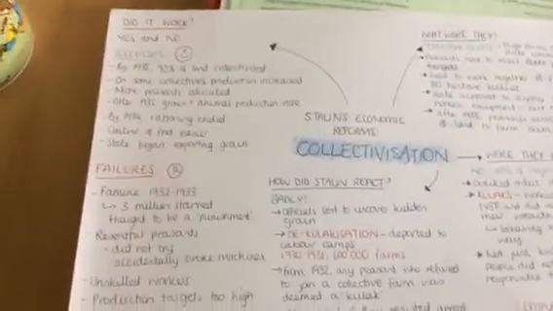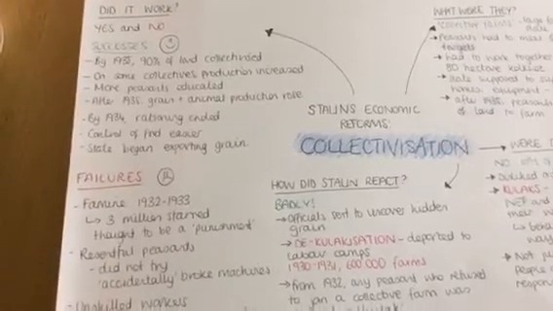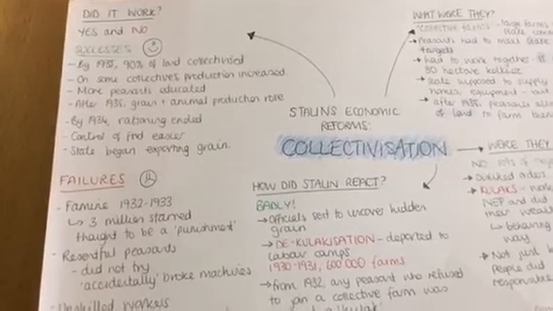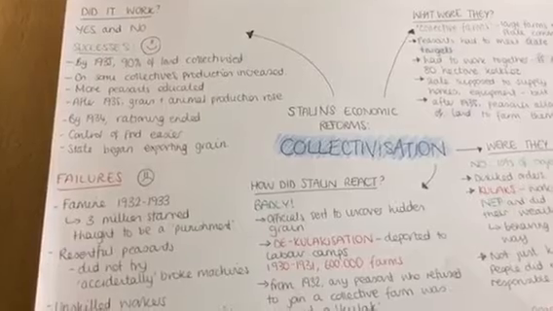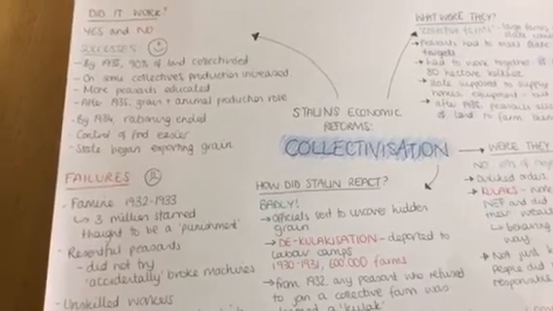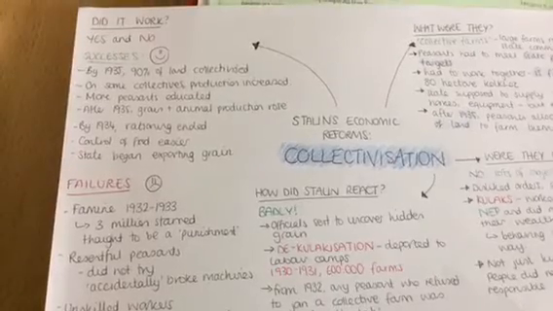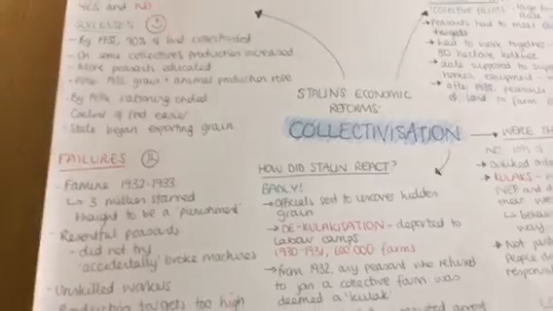So based on that, did they work? They had some successes but also some negatives. By 1935, over 90% of land was collectivised, which was the aim of the collectivisation plans. On some collectives, production did increase. However, the number of livestock never increased. More peasants were educated. After 1935, grain and animal production rose.